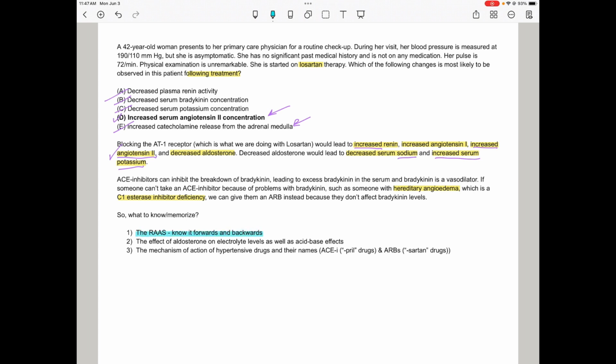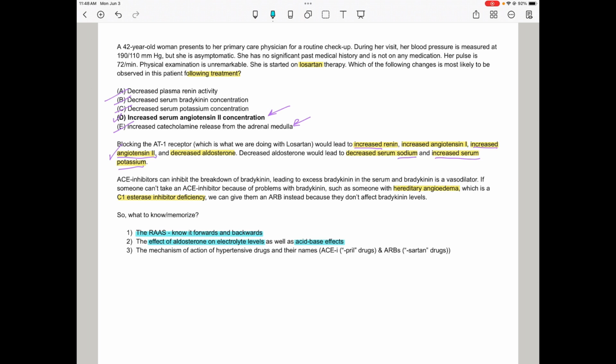Know the Renin-Angiotensin-Aldosterone System forwards and backwards. Know it very well. Know the effect of aldosterone on electrolyte levels, as well as the acid-base effects. Again, I did not go over that in this video. I don't have time to do that. But in other resources, you will see that in addition to losing potassium into the urine with high aldosterone, we also lose protons, so H+.